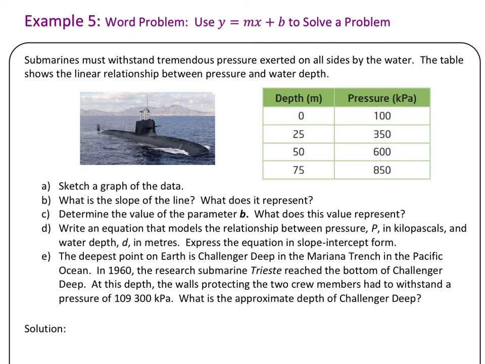So if we're given a table of values here, and they want for part A to sketch the graph, then find the slope of the line. What does it represent? So you're often asked what these values actually mean in the context of the question. Then determining the value of B, which is the y-intercept, and what does it represent. Writing an equation using P and D for the variables in slope-intercept form, and then using it in part E to solve a question. So lots to do in this one.